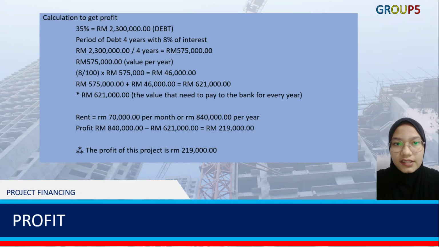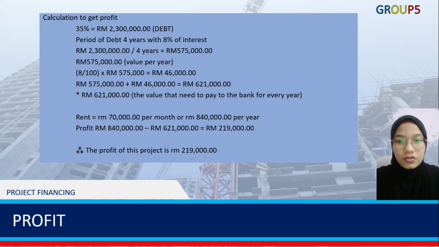For the profit of this project, using 35% of debt, which is 2,300,000, divided by the period of debt, which is 4 years, with 8% of interest, results in 575,000 per year. 8% of this value results in 46,000. So the value per year is 575,000 plus 46,000, resulting in 621,000 ringgit Malaysia, which is the value that needs to be paid to the bank every year.